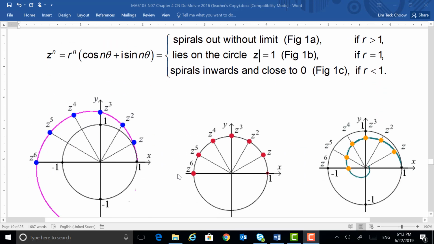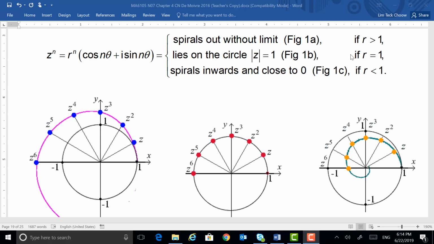So in the diagram, if your r is 1, raising it to a big power means the complex number just revolves around the circle. Why the circle? This is a unit circle. The modulus is always 1, so raising it to a big power will just make the complex number go around the circle. It will not get out of the circle.